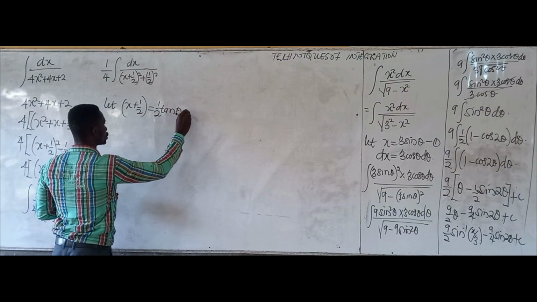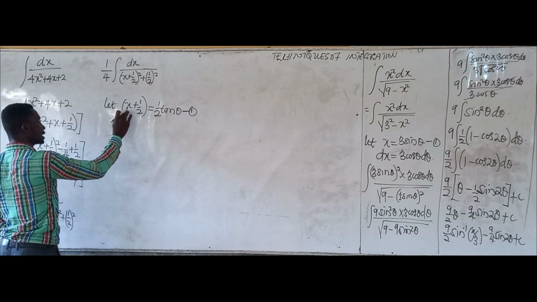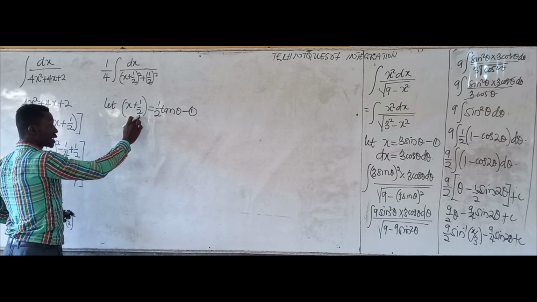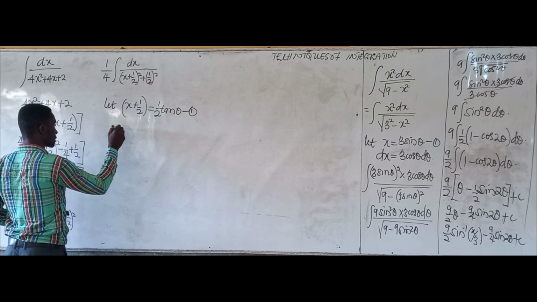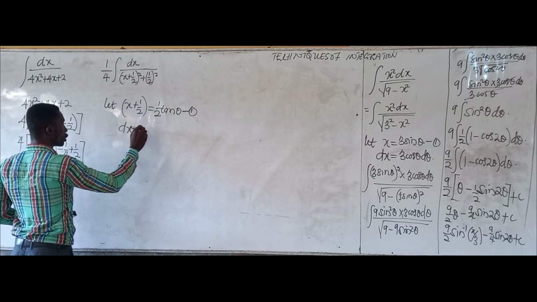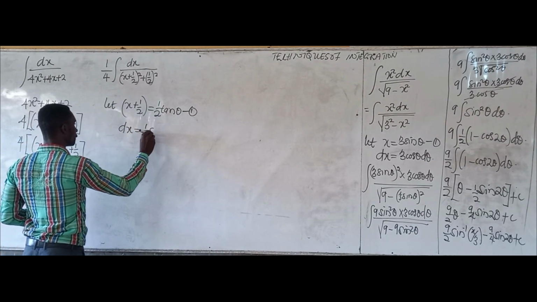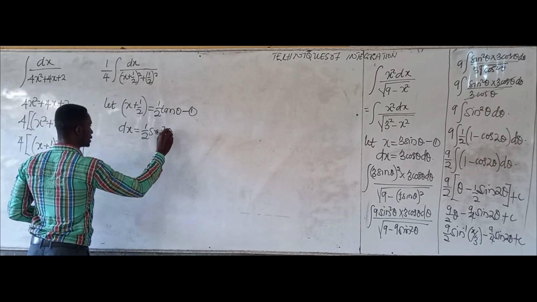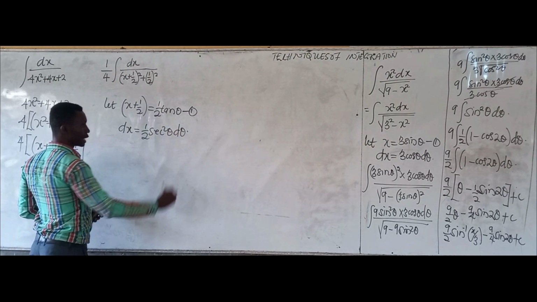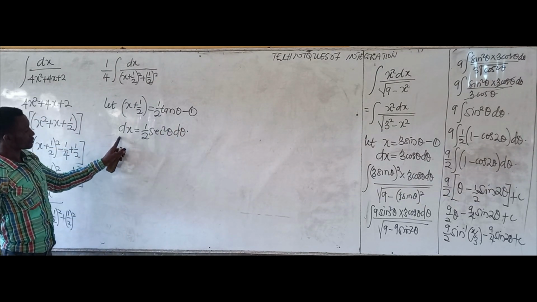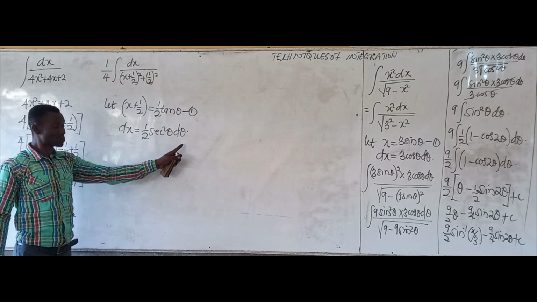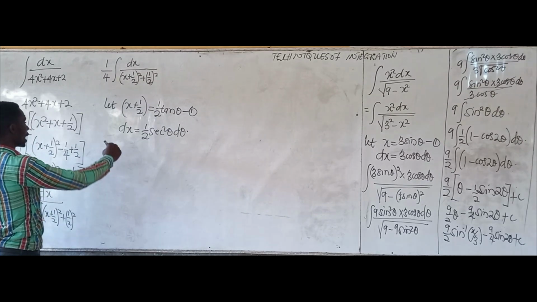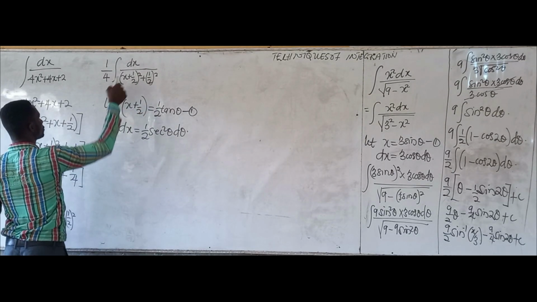Let this one be my equation 1. When you differentiate this, this half is a constant, gives 0. Dx will give us 1 dx. What is dx? Dx is equal to half sec squared theta d theta. You see that now dx has been clearly expressed in terms of theta. So let us do the substitution.